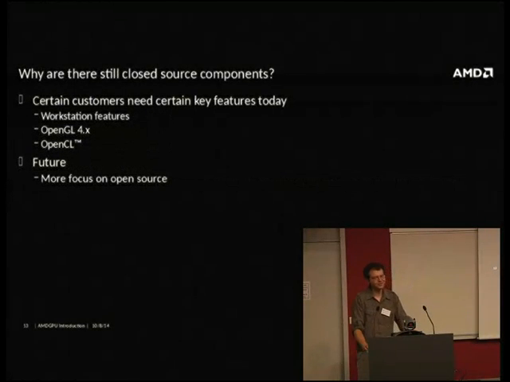And why are there still closed source components? That's a good question. Basically, I think the goal is eventually, I don't know that there'll be a need for closed source components, but today we have customers that need OpenGL 4, certain OpenCL 2.0, 1.2 features that aren't available in open source. And even if we did put a ton of developers on Mesa, we wouldn't be there today.